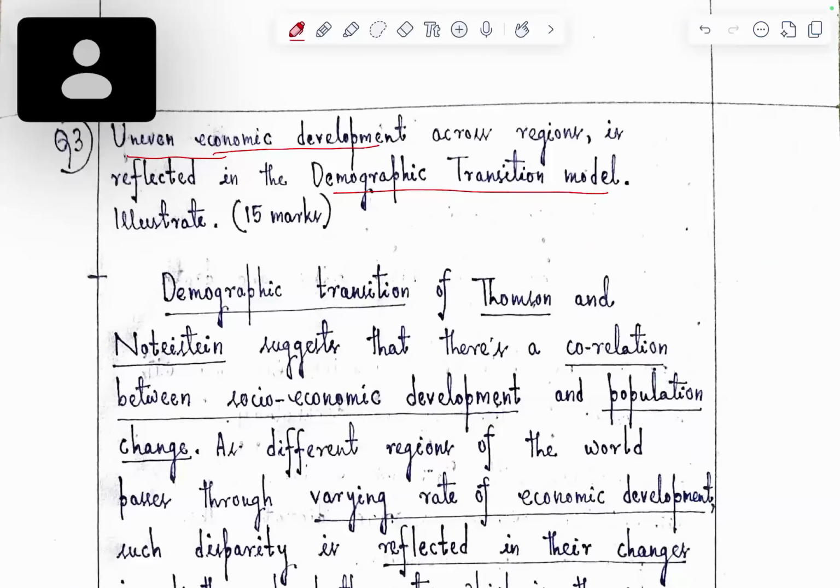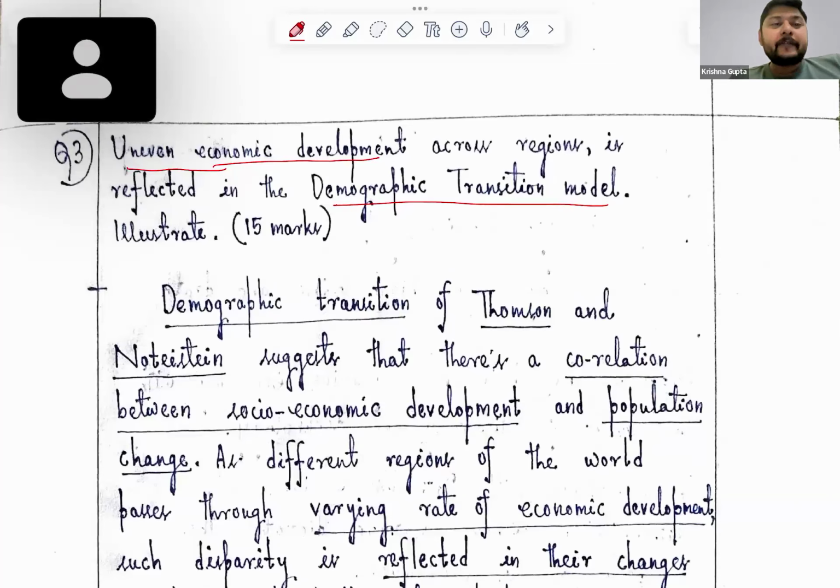Yes, sir. Okay, so next question we have. Uneven economic development across regions is reflected in the demographic transition model. Illustrate.